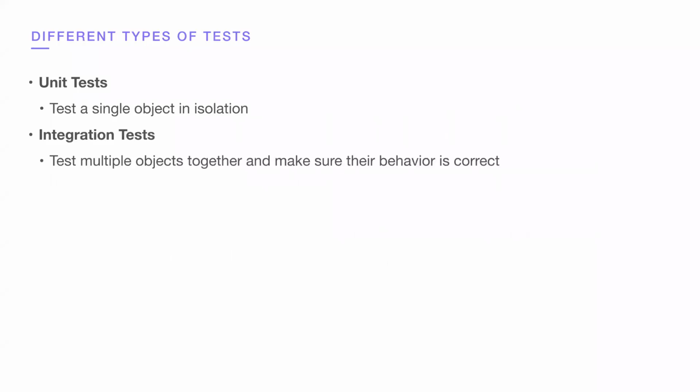Here are the different types of tests. I won't talk about all of them. Obviously, there are a lot of types of tests. Here are the most common ones that I've seen. The first one is a unit test. It's the simplest test you can write. It tests a single object in isolation. We also have integration tests, where instead of testing one object, you test multiple objects and make sure that their behavior is correct.